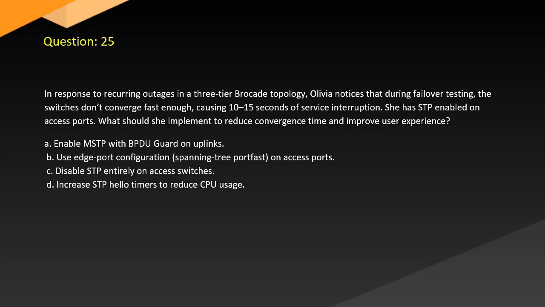Question 25. In response to recurring outages in a 3-tier Brocade topology, Olivia notices that during failover testing, the switches don't converge fast enough, causing 10 to 15 seconds of service interruption. She has STP enabled on access ports. What should she implement to reduce convergence time and improve user experience? A. Enable MSTP with BPDU guard on uplinks. B. Use port configuration spanning tree PortFast on access ports. C. Disable STP entirely on access switches. D. Increase STP hello timers to reduce CPU usage.